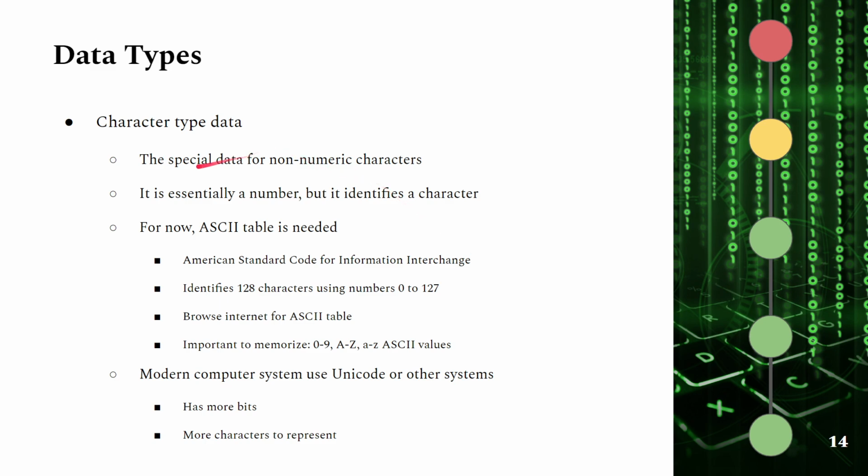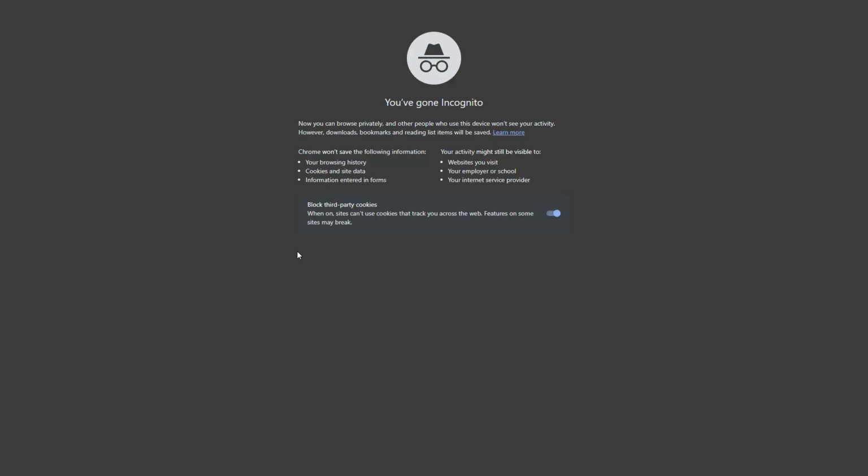Character type data, the special data for non-numeric characters. Non-numeric means it's not the numbers. It is essentially a number, but it identifies as a character. For now, an ASCII table is needed. So what is an ASCII table? If I try to express it, I can say that, let's see.